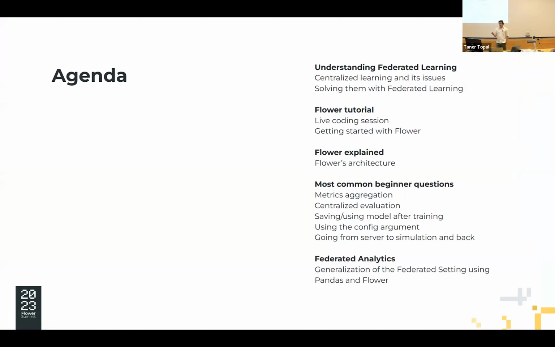So first, we'll go through federated learning, analyzing what the standard centralized setting is normally with machine learning. Then we'll see how we can solve some issues with federated learning. And then we'll do a live coding session with Flower, trying to see a very basic example. Then we'll explain what some of Flower's basic features are, and we'll dive into the common questions of beginners and then the federated analytics example.